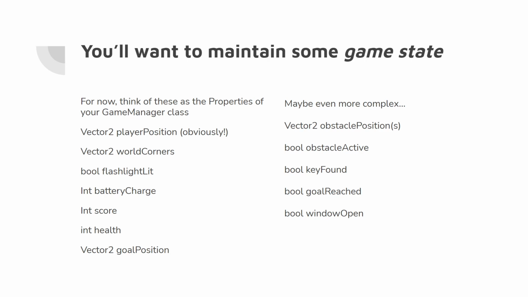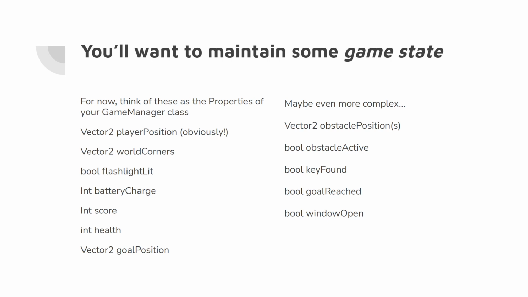You want some kind of state, what's going on in the game, what's in the world, right? The player's position, the world's corners. These would all be properties or variables or fields, however you want to refer to them, inside this is the game manager script. It's our one script, so we'll have those all as properties of our game manager class. You might have, is the flashlight turned on? How many charges are left of the battery? What is the current score? How many steps has the player taken? What's the player's health? What's the position of goal number 1?